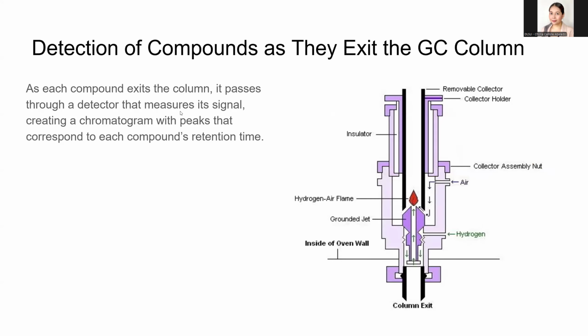And then for step 4, that's the detection of compounds as they exit the GC column. So the GC system is equipped with a detector. So it can be a flame ionization detector or FID, or a thermal conductivity detector or a TCD. So this one measures the concentration of compounds as they elute from the column. The detector produces a signal proportional to the amount of each compound present.